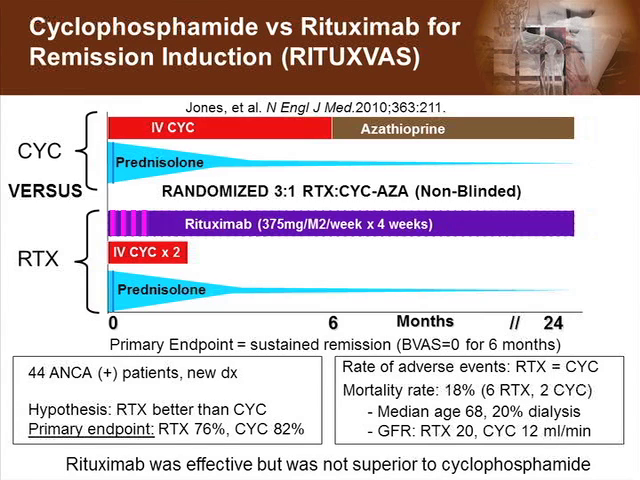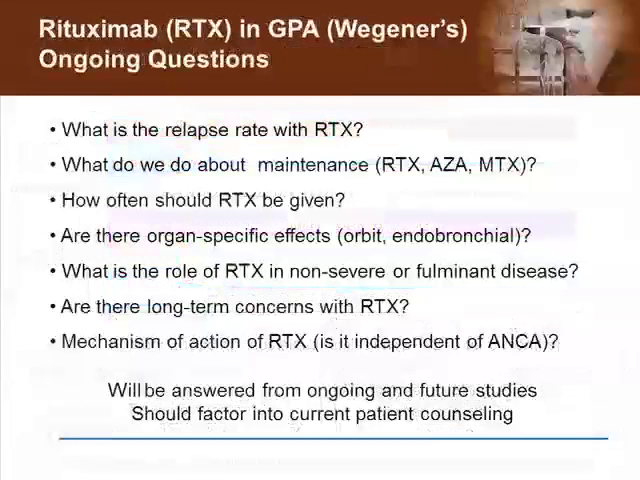Once again, there was a comparable rate of adverse events. There was a higher mortality rate seen in this study, which was likely influenced by the older median age of enrollment of 68, and also that 20% of these patients were on dialysis at the time of enrollment, both of which have been found to be poor outcome factors in this disease. So this study provided evidence, again, that rituximab was effective, but it was not superior to cyclophosphamide.